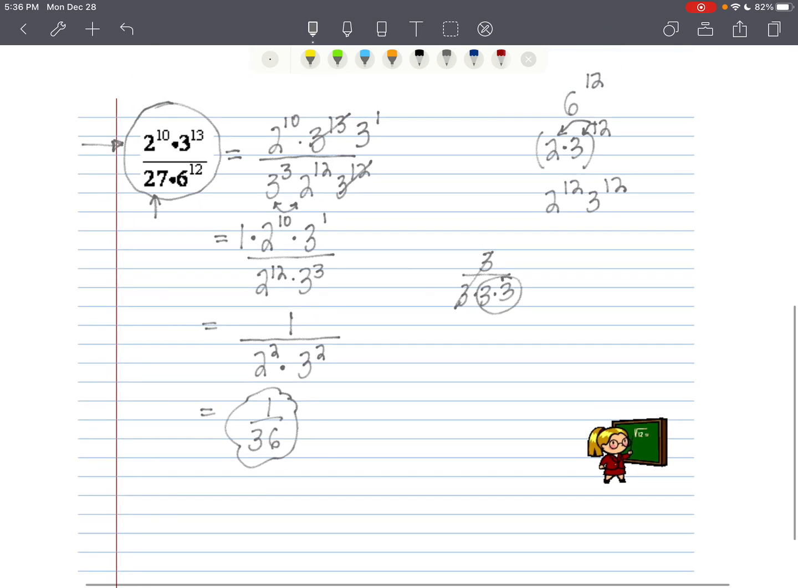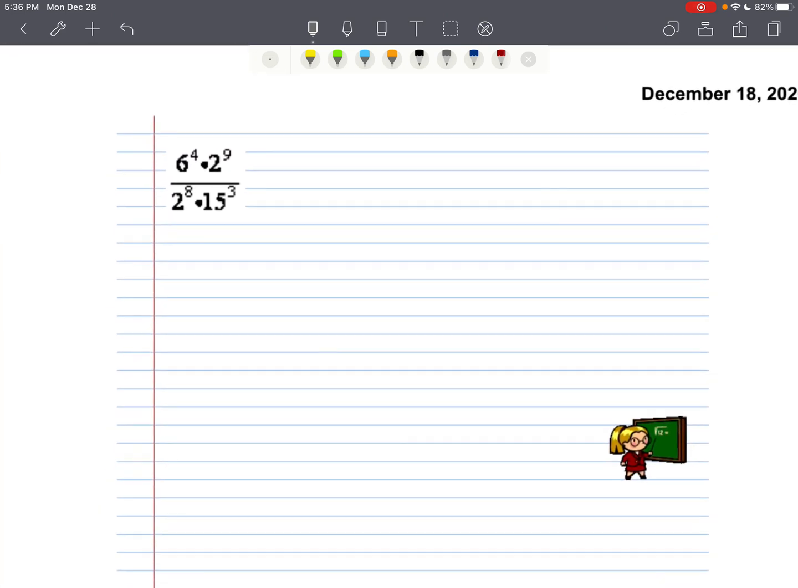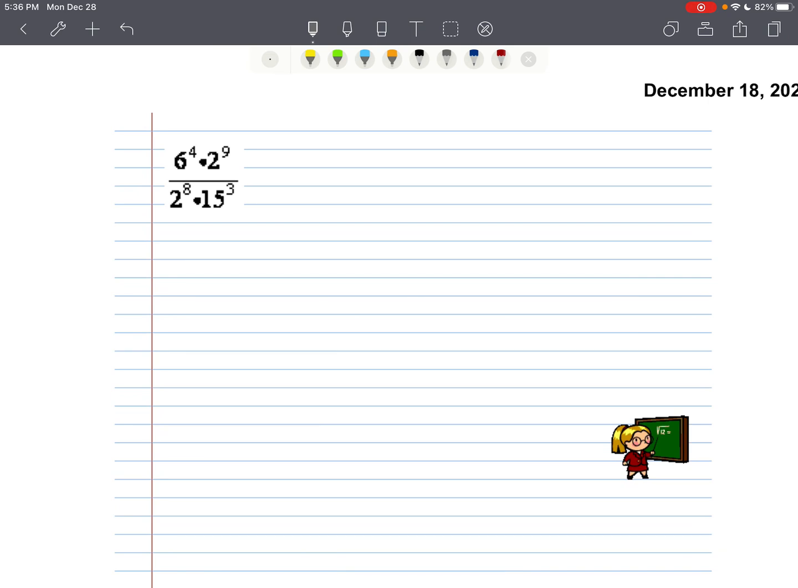1/36 is our final answer. So here's one. You're probably excited to try one. So here's our last try. Let's simplify. No calculator. Do as little arithmetic as possible. Maybe even time yourself. Press pause. See how long it takes you to do this problem. And then press play and compare your time with my time. The more practice you get, the closer your time will be to the time it takes me to do this problem.